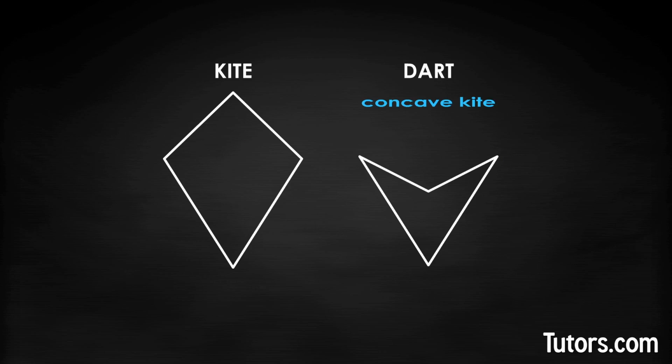A dart is a concave kite. That means two of its sides move inward, toward the inside of the shape, and one of the four interior angles is greater than 180 degrees. A dart is also called a chevron or arrowhead.